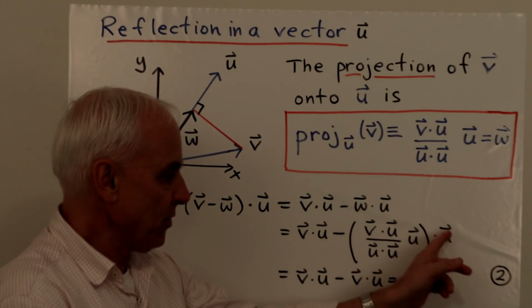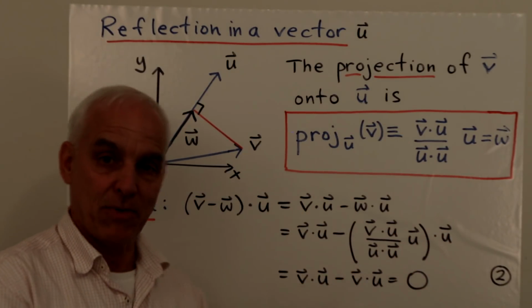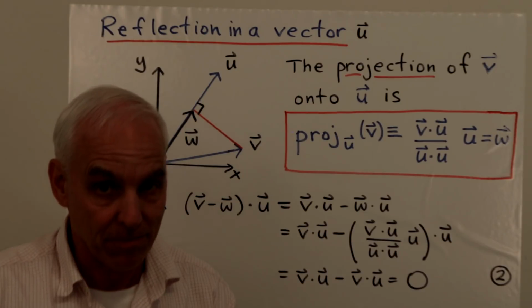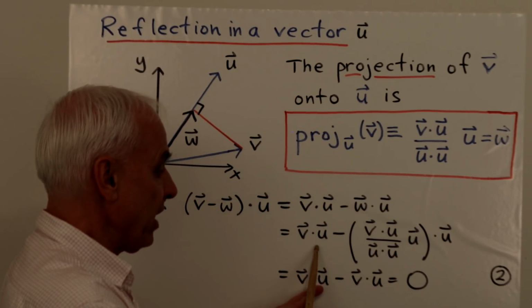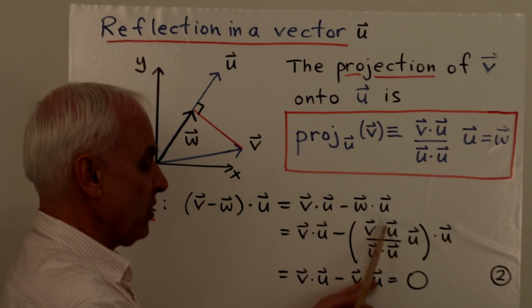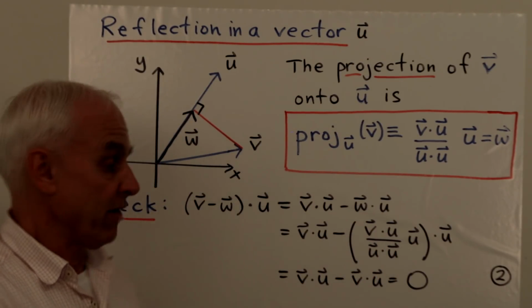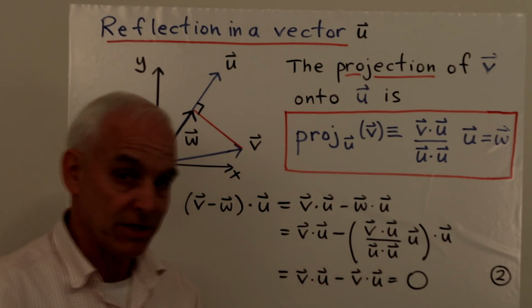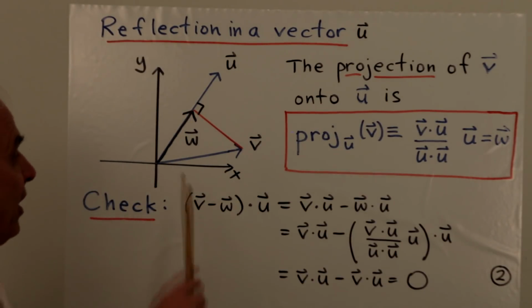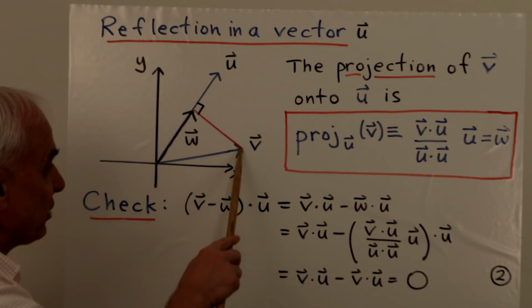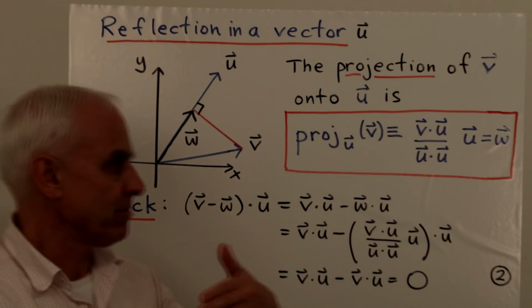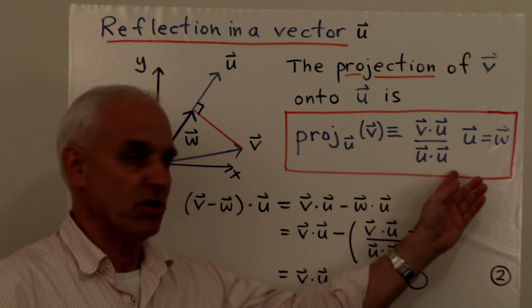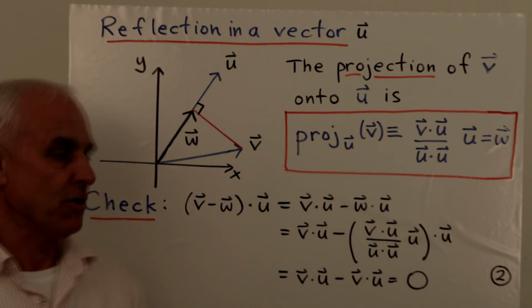So the u dot u that we get ends up simply canceling with the u dot u that's on the bottom there, conveniently. And we just end up getting v dot u from here minus v dot u from here. And so whatever v and u are, that's necessarily 0. And yes, indeed, the difference vector here is perpendicular to u. So that justifies our assertion that this is the projection of v onto u.